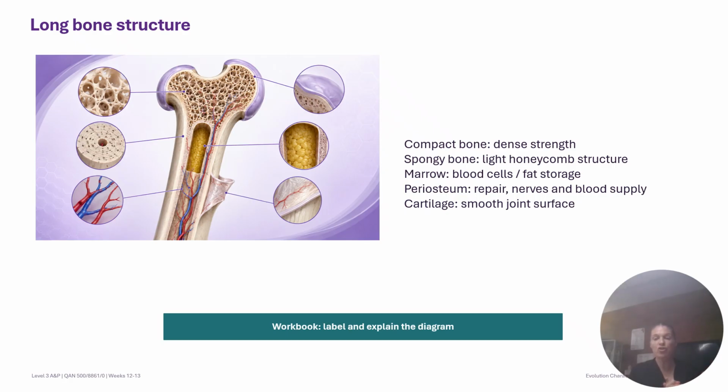Bone marrow, it produces blood cells, okay? Red marrow produces the blood cells, and the yellow marrow stores fat. Okay? Red, yellow. Pretty easy. Red blood, yellow fat. Okay?